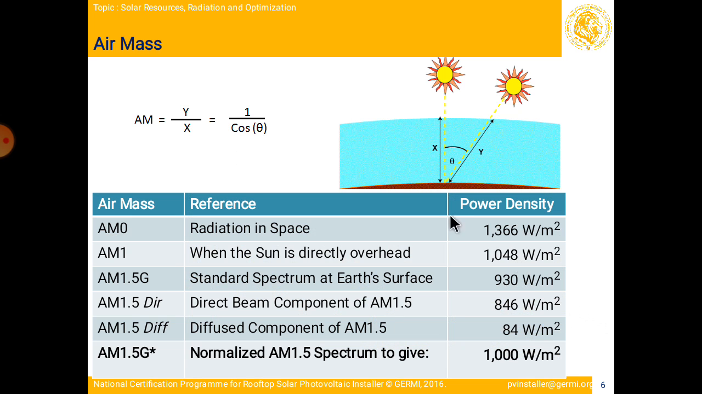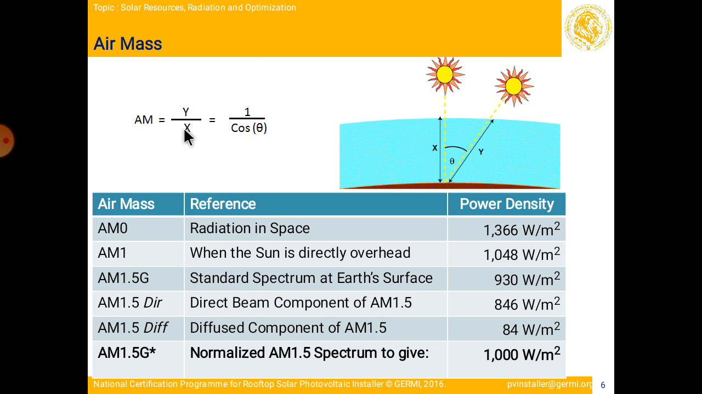So now the air mass that we are going to calculate. Basically air mass is the ratio of y and x. Now what is y and what is x? Over here you can see that this is the surface of the earth, and this is the sun position directly overhead, and this is the angular position of the sun from this point. So this is x and this is y, and theta is the angle between the first position and the second position of the sun. So we can find air mass using the equation 1 upon cos theta.